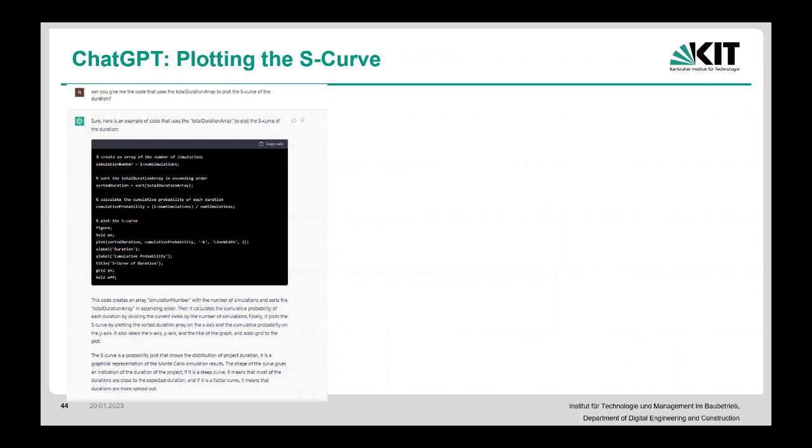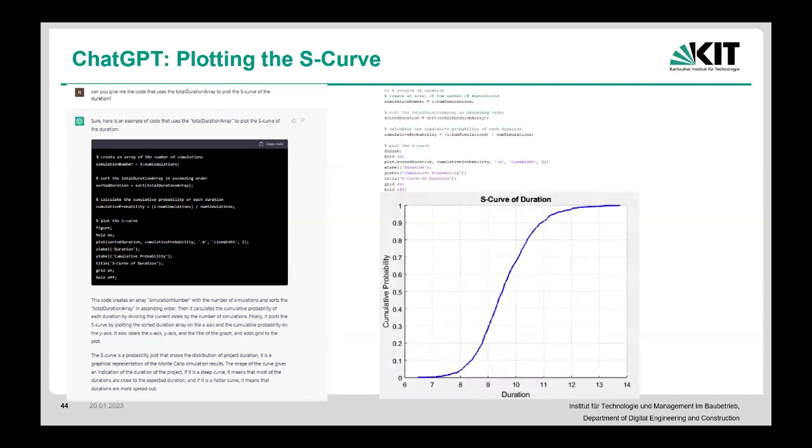Okay, sure. Here's an example code. It goes through it, and it even computes the cumulative probability, which is a count from 1 to the number of simulations divided by the number of simulations, multiplied by 100. Or not multiplied by 100, that doesn't really matter, it's just 0.1. And it gives me the S-curve of the duration.